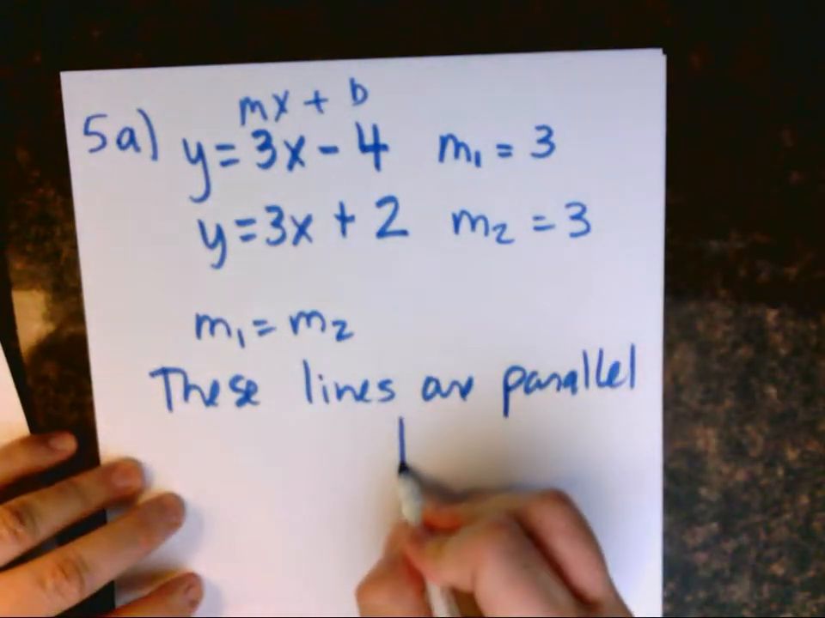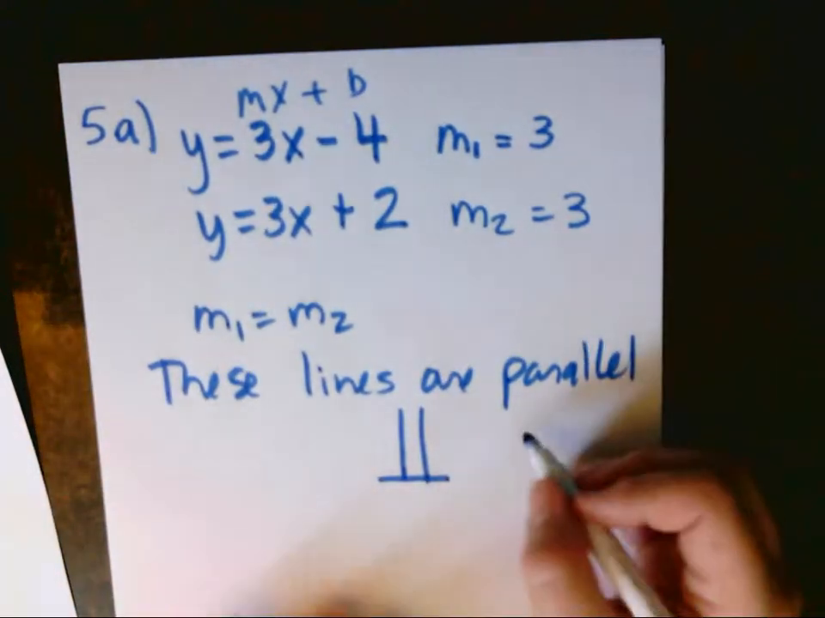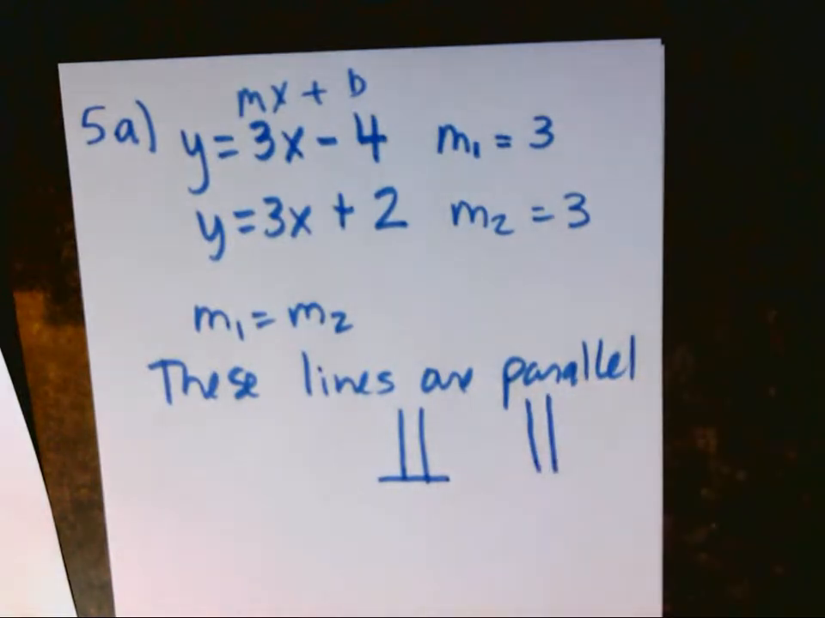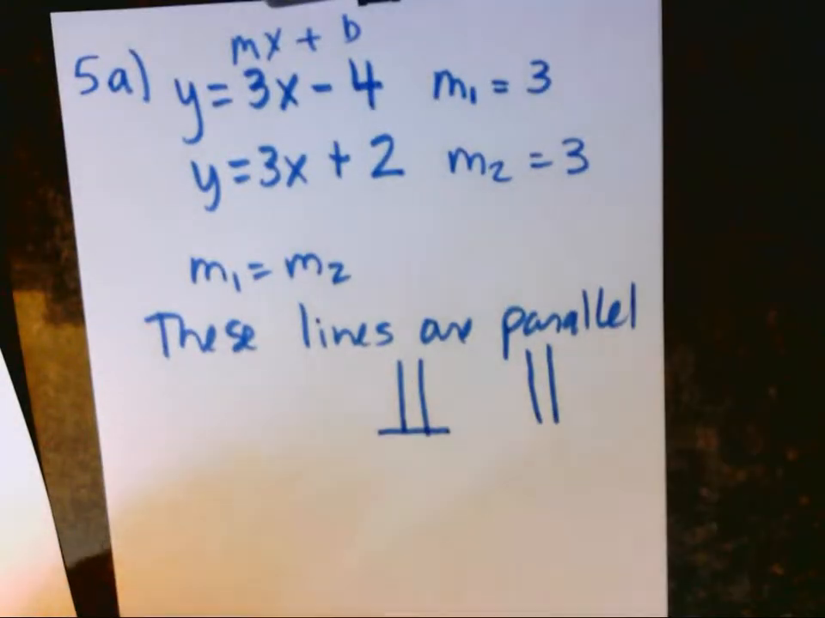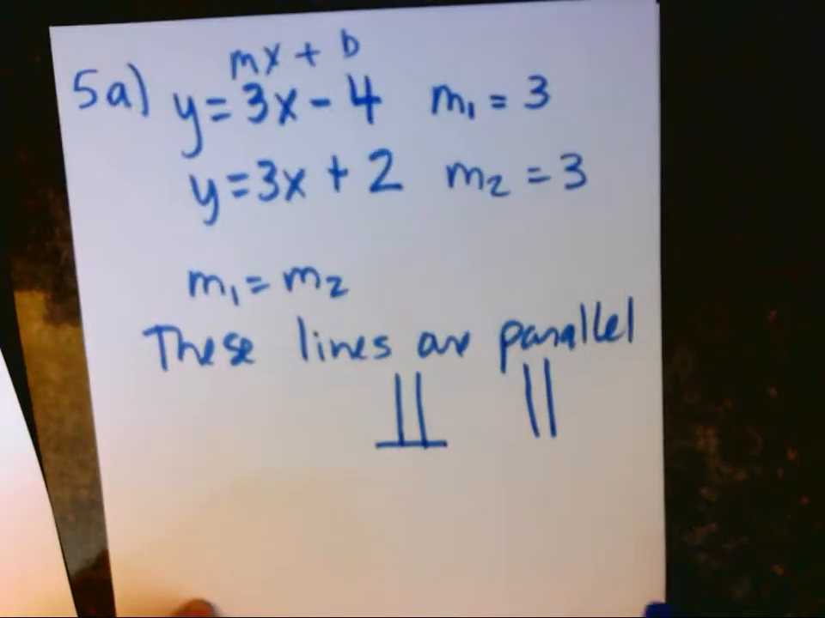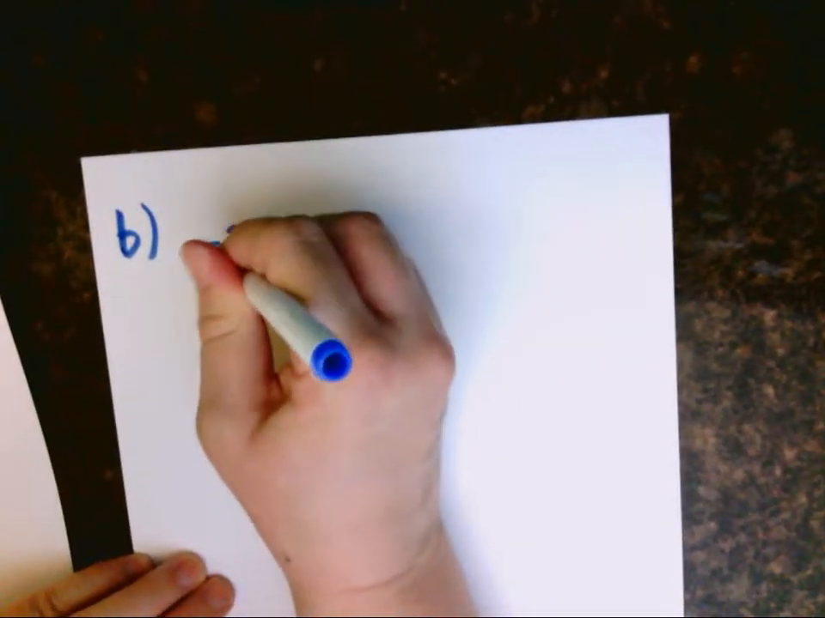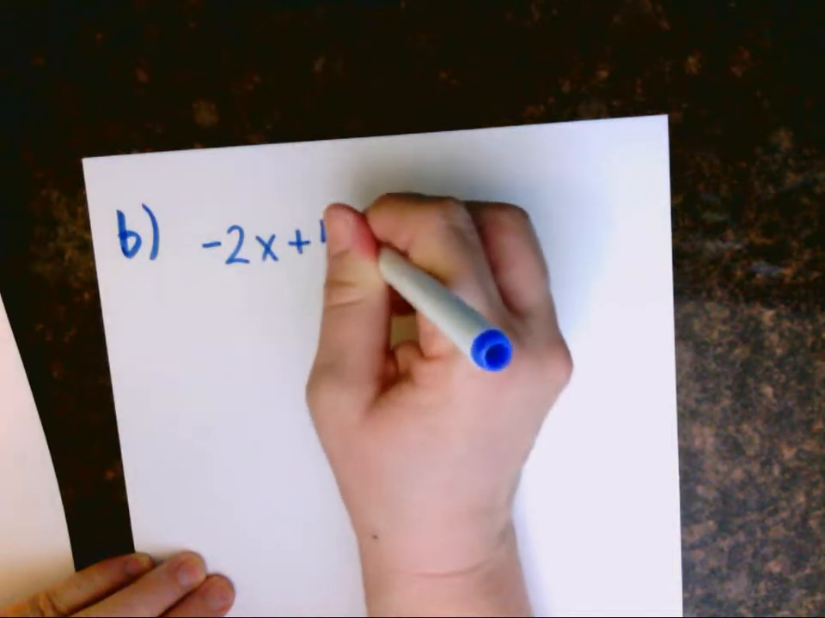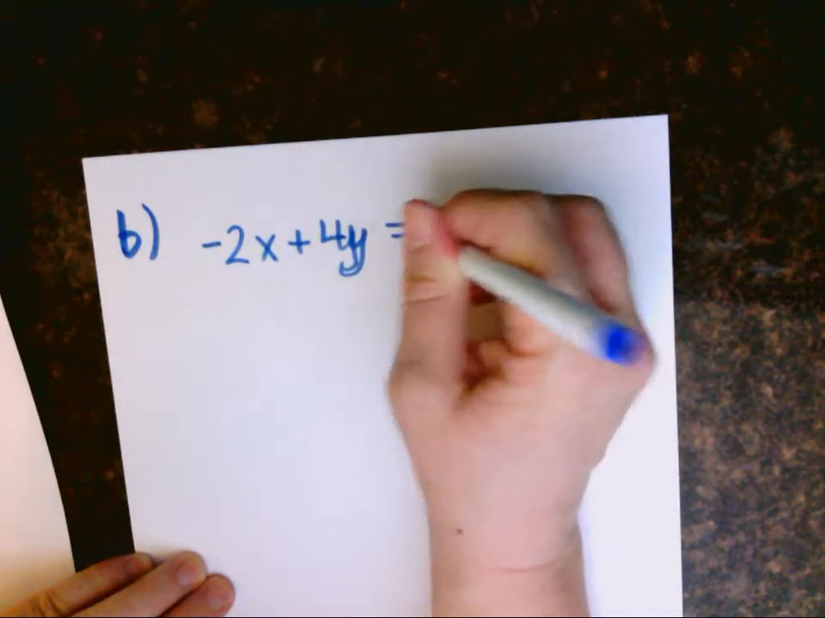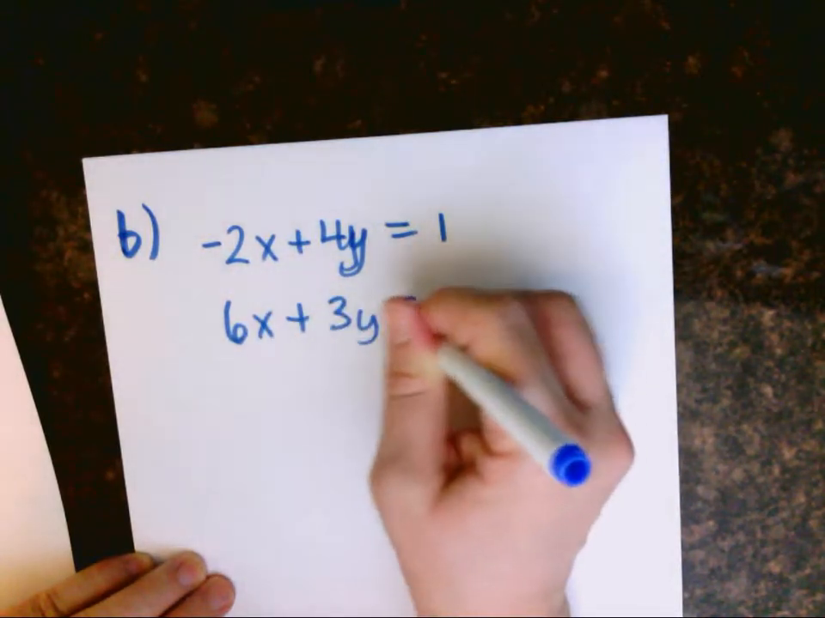The symbol for parallel is like this. Okay? Sometimes you'll see it that way, and sometimes just parallel like that. Okay? So I'll show you both, and we will see how this book uses a symbol. I don't know for sure. Okay, let's do another example and determine whether the lines are parallel, perpendicular, or neither one. -2x plus 4y equals 1, and 6x plus 3y equals 2.